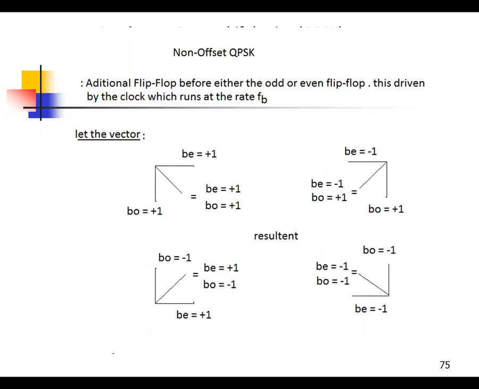Okay. So now we turn to another concept here. It is non-offset QPSK, also known as staggered QPSK. The non-offset QPSK is obtained simply by using the previous QPSK.